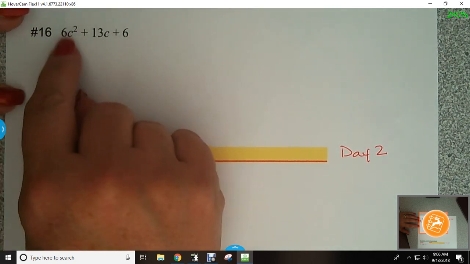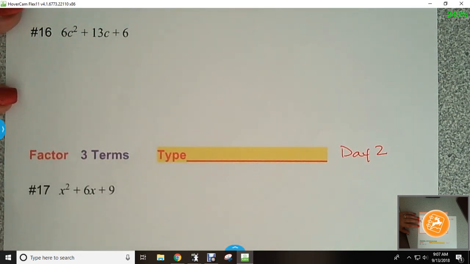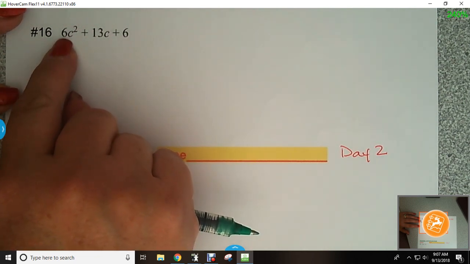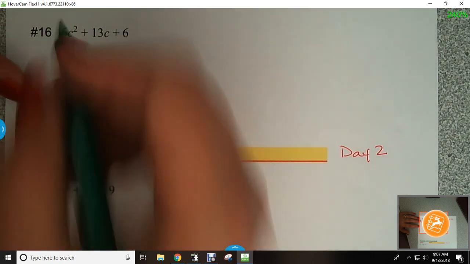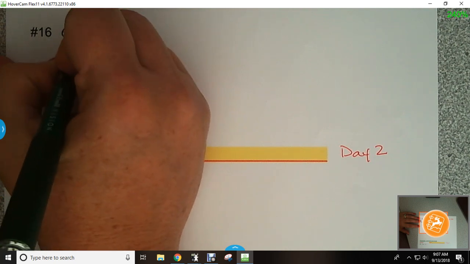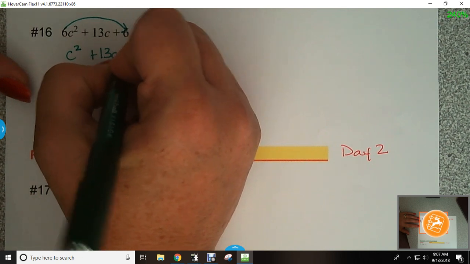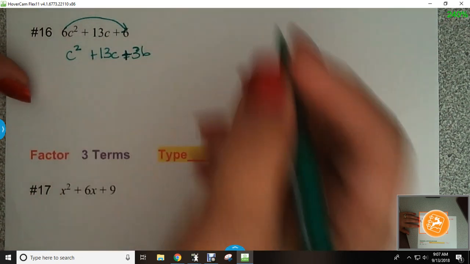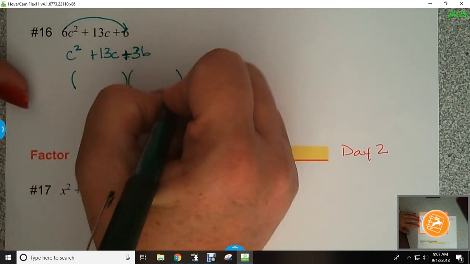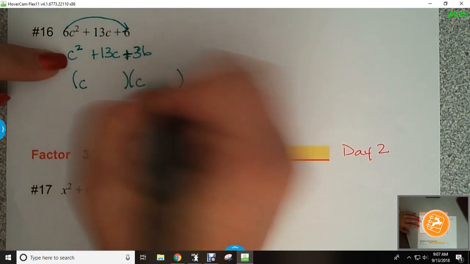Right? So now, when I'm looking at these, I do not have a greatest common factor that I can take out of all three terms. Because it has three terms, no common factor, and this a value is not 1, I'm going to do bottoms up. So I start out by moving the 6 out here and multiplying it. So I get c squared plus 13c plus 36. That is something that I should be able to factor to get a c squared. I'm going to multiply c times c.